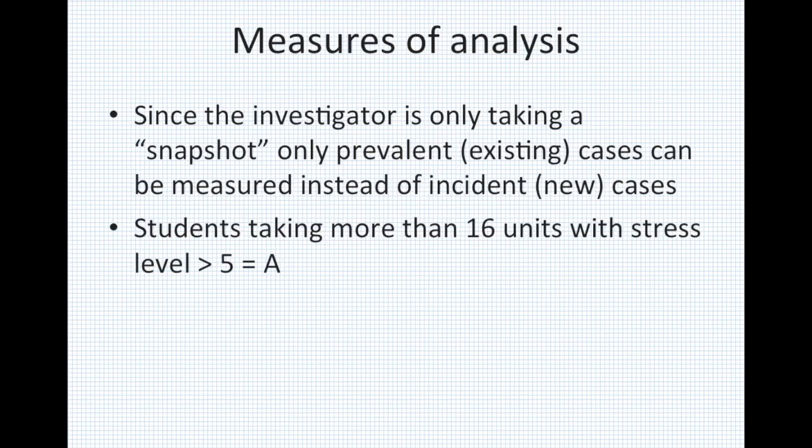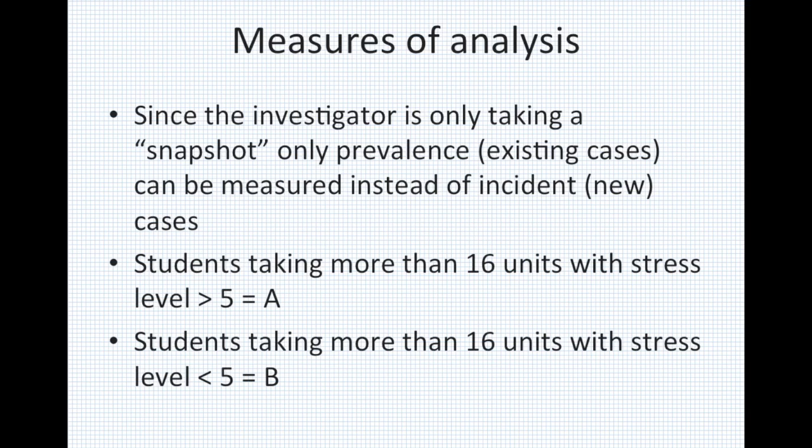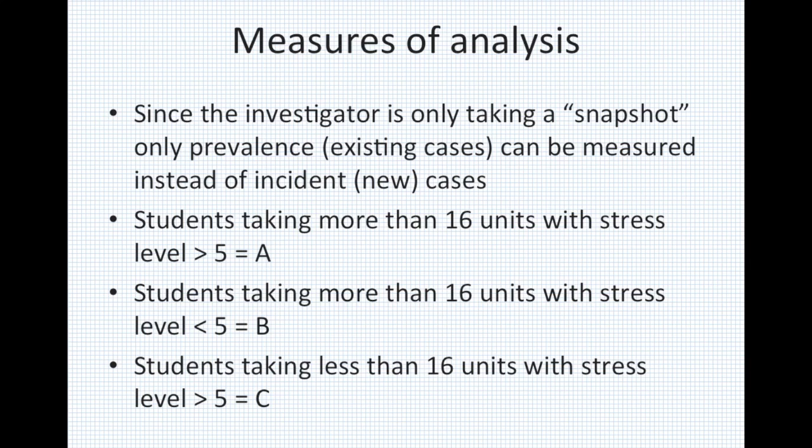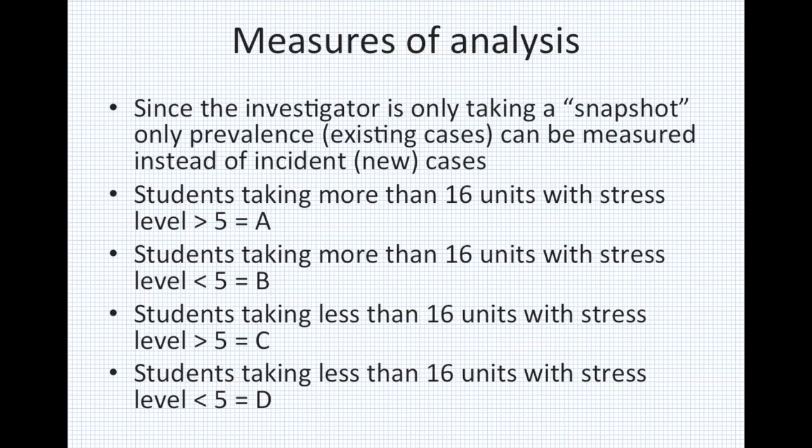So going back to our example, students taking more than 16 units with a stress level of greater than 5 are in Group A. Students taking more than 16 units with a stress level of less than 5 are Group B. Students taking less than 16 units with a stress level of greater than 5 is Group C. Students taking less than 16 units with a stress level of less than 5 is Group D.